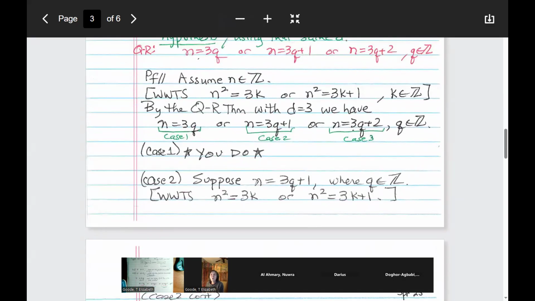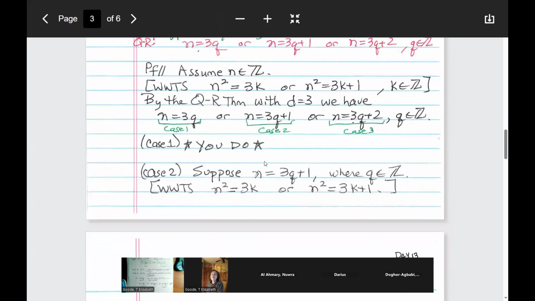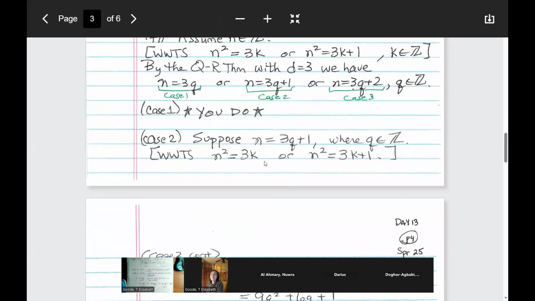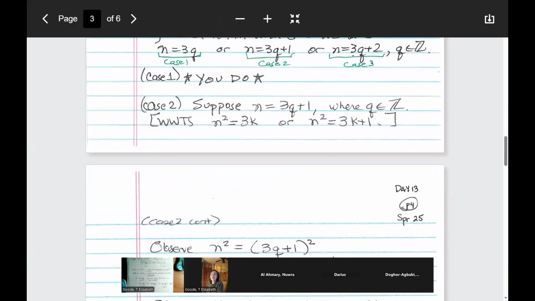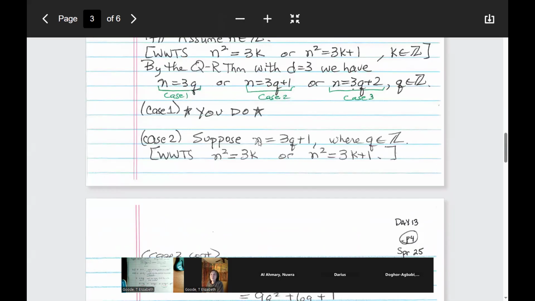I left case 1 for you to do because I figure the algebra when n equals 3q, which is case 1, is pretty easy. N squared is going to look like 3 times an integer k. And you can look at the earlier notes from tonight, okay? Or maybe you were even here in the room. We actually worked through case 2 together in class. Case 2 is when the remainder is 1 when you divide n by 3. We still have the same wish. We either want to show n squared equals 3k or n squared equals 3k plus 1.